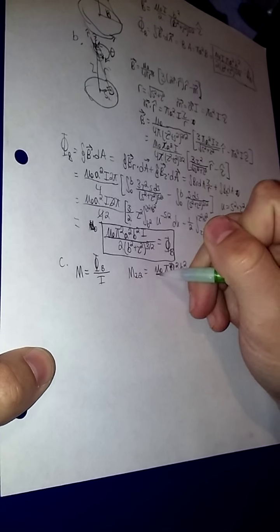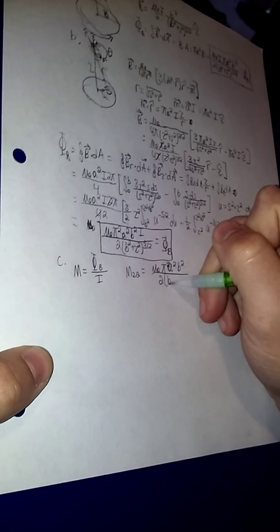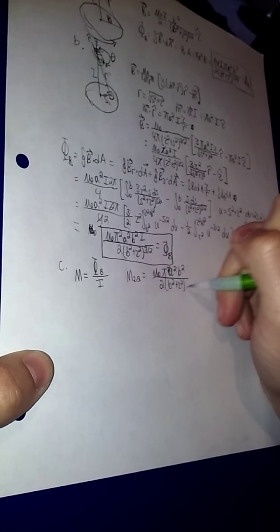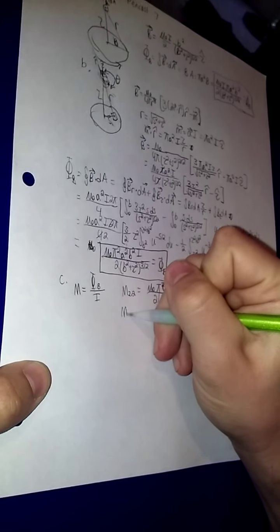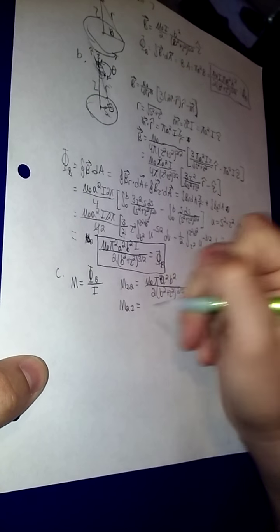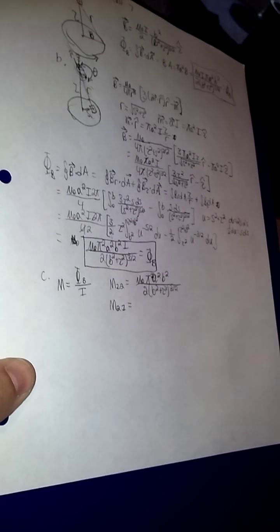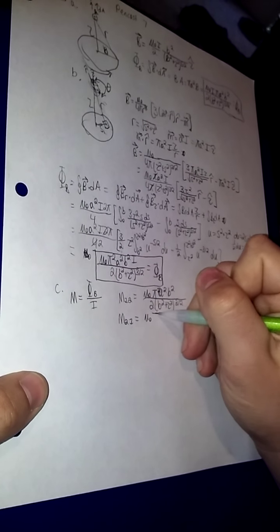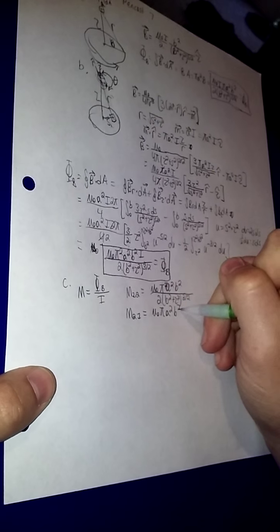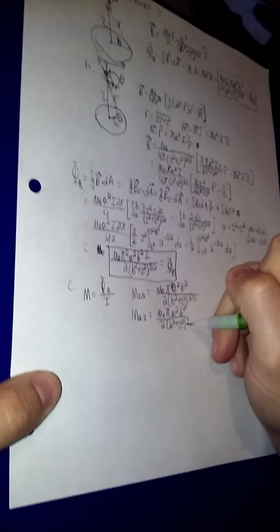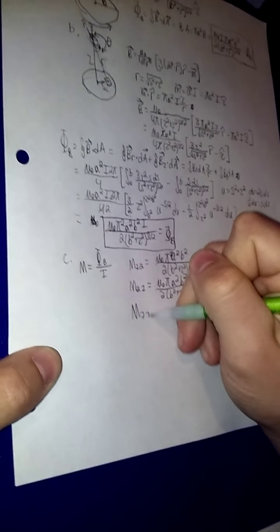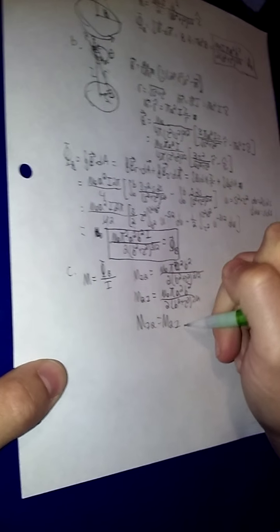For the first one, we get the term for magnetic flux just without the I term. And for the second one, since it's the same thing and we're dividing out the same thing, you get the exact same answer, which just shows that M12 equals M21, like we wanted to show. Done.